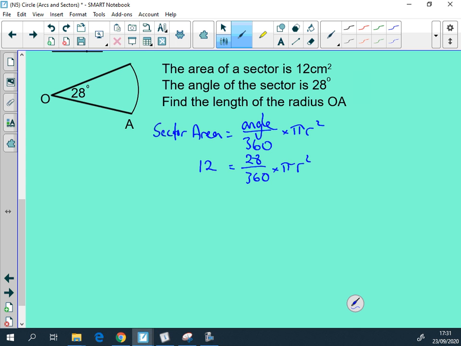Now, same again, I'm going to multiply both sides by 360. It's going to be equal to 28 times pi r squared. Now, that r squared is what I'm trying to solve for. So I want to get rid of that 28 and that pi. Now, they're both timesing it, so I'm going to do that same skill where I can divide by both of them at the same time. So 12 times 360 divided by 28 times pi is equal to my radius squared. So 12 times 360 divided by 28 times pi.